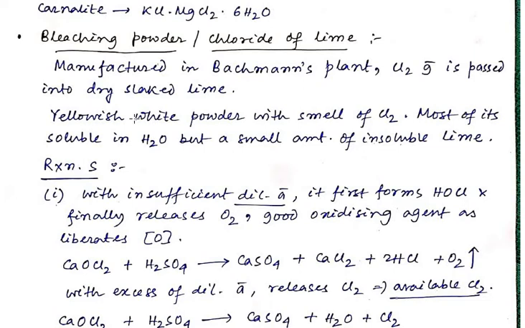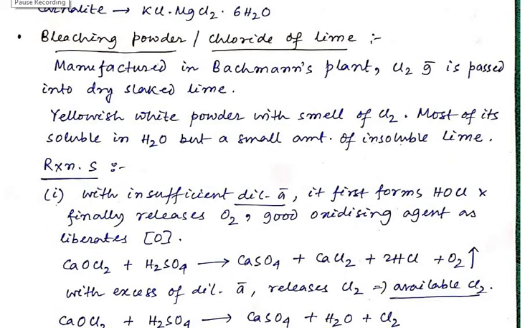This reaction I have already discussed in my last class. If you want to check the synthetic procedure of the bleaching powder, you can look at the video of my last lecture, where I told about the synthetic procedure, in which chlorine gas is passed over dry slaked lime, that is calcium hydroxide. The bleaching powder is a yellowish white powder with the smell of chlorine, and most of it is soluble in water, but a small amount of insoluble lime remains.